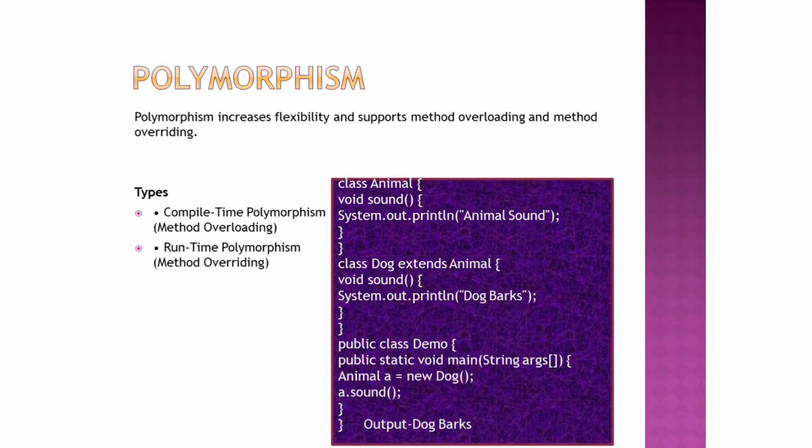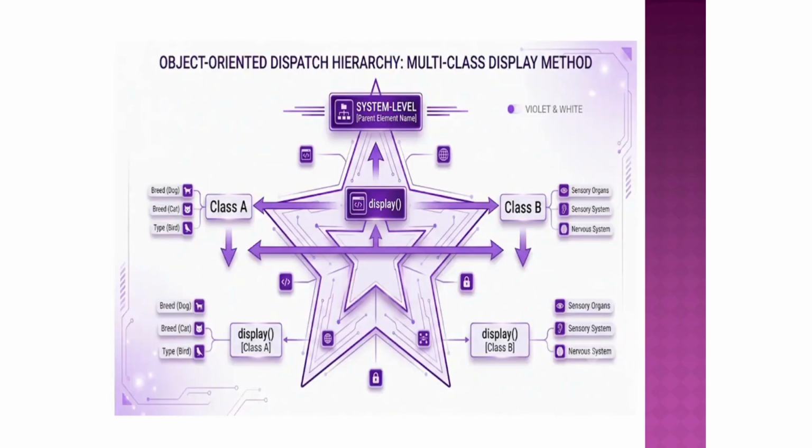Before moving to the next concept, let's quickly revise polymorphism. There are two types of polymorphism in Java. The first one is compile time polymorphism, which is achieved using method overloading. Here the same method name has a different parameter list. The second one is runtime polymorphism, which is achieved using method overriding. Here the child class provides its own implementation of the parent class method. So remember the shortcut: overloading, compile time; overriding, runtime. This is one of the most frequently asked interview questions.